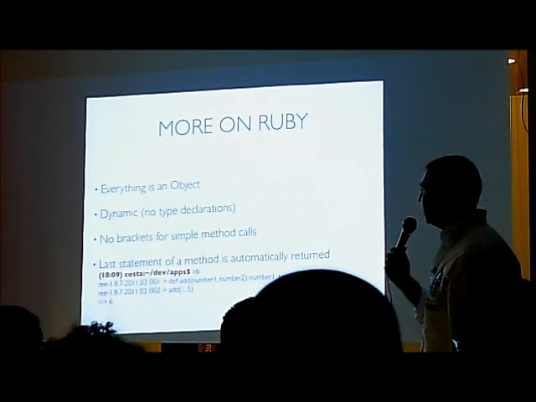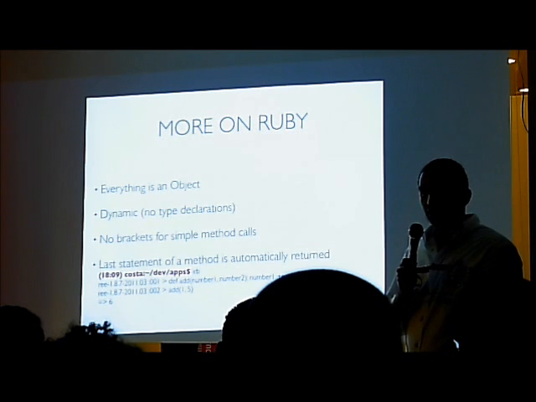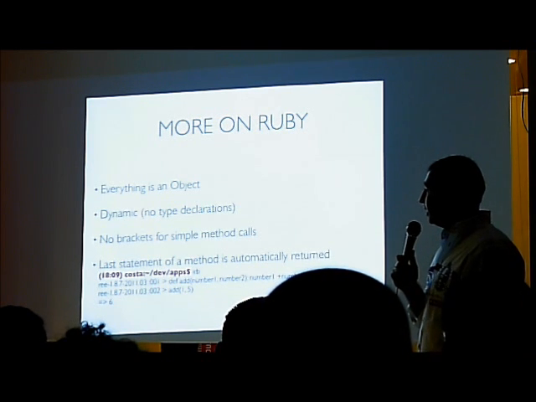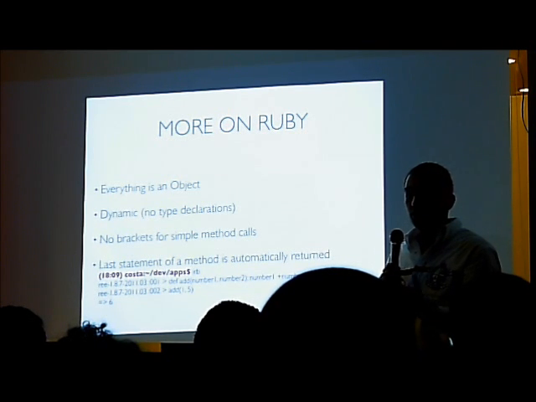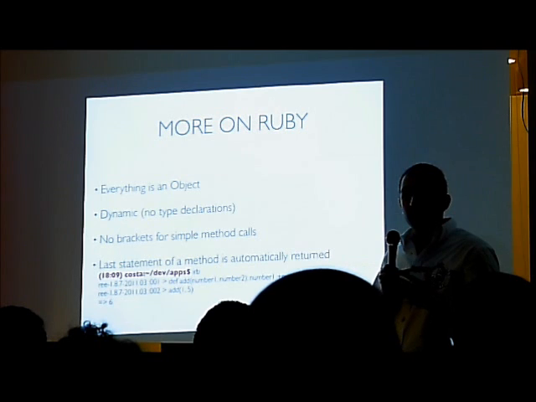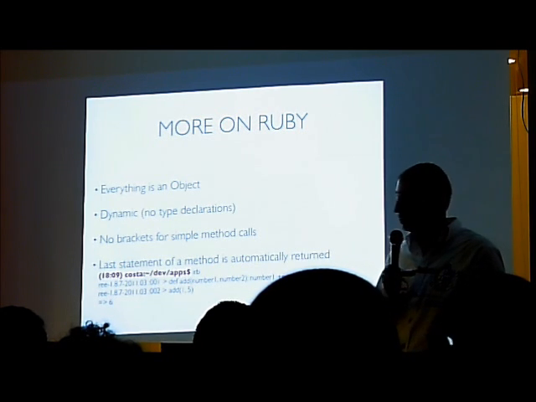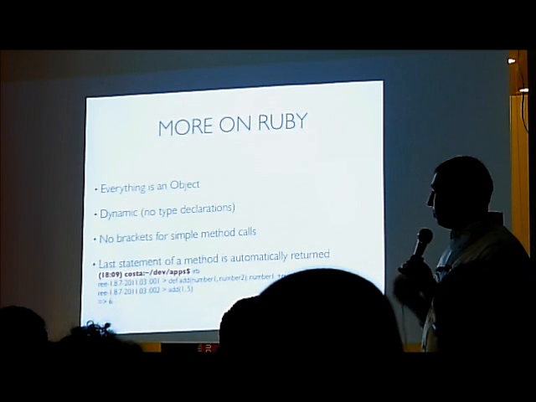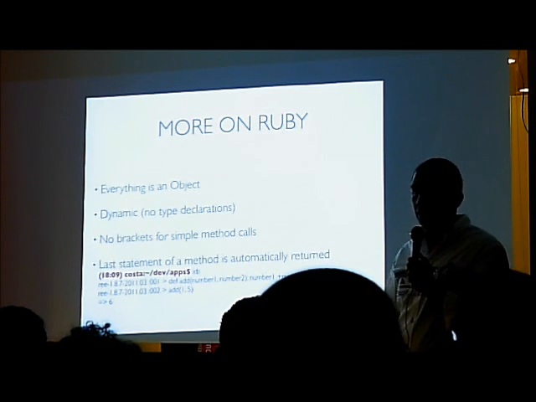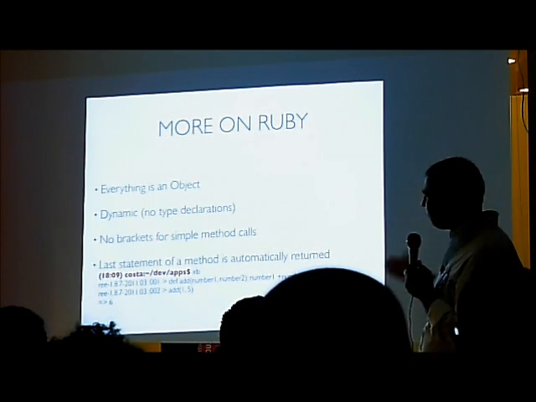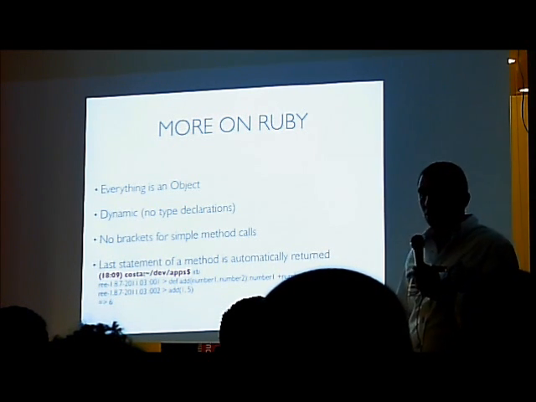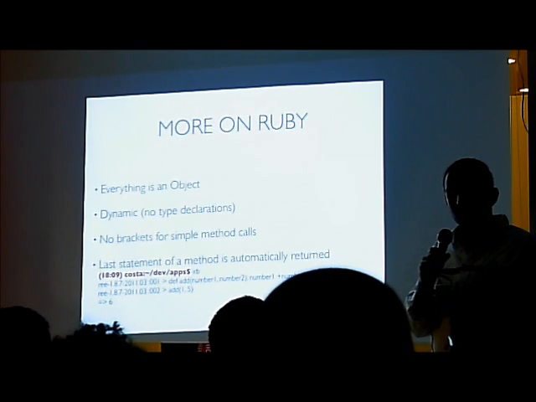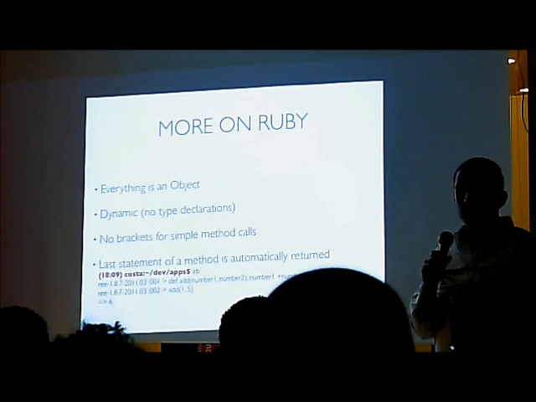So more on Ruby. Everything in Ruby is an object. And it's also dynamic, so no type declarations, as you saw. In the class, we just assigned the products instance variable with an array of products. And no brackets for simple method calls. So it's very easy to read. And also, the last statement of a method is automatically returned. So the last evaluation in a method is automatically returned. You don't need to write a return value inside the method.